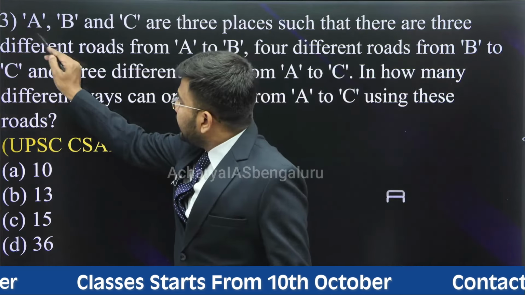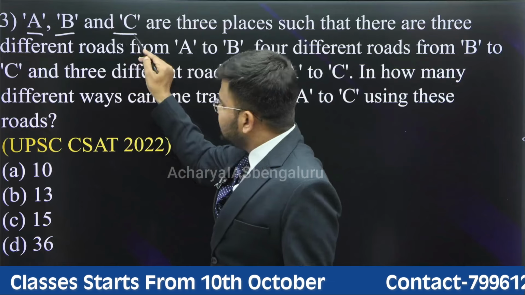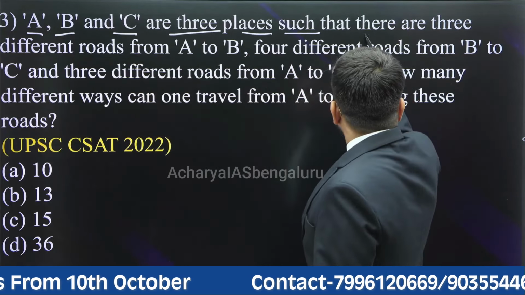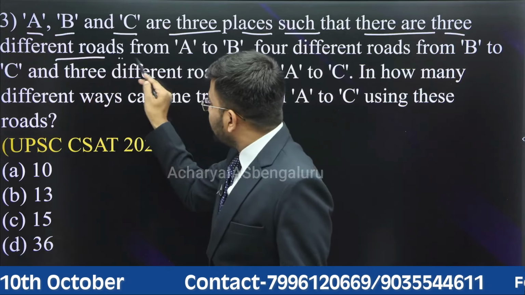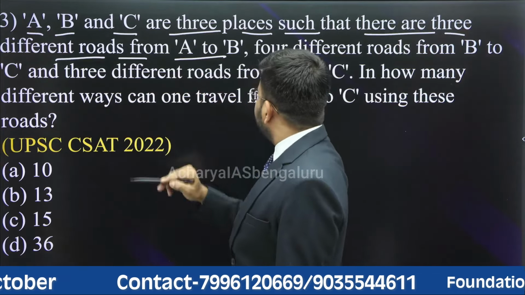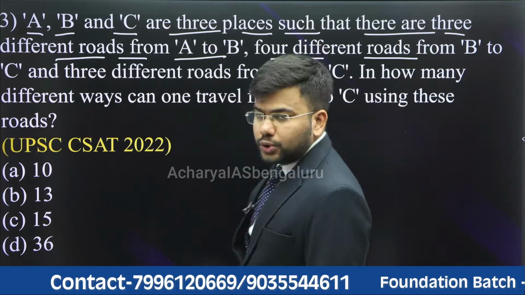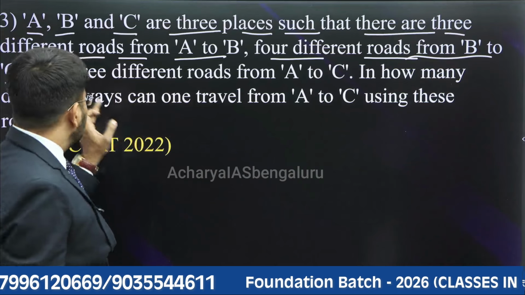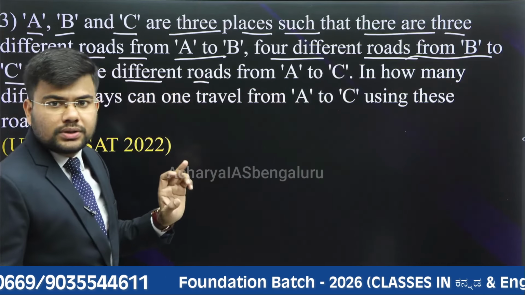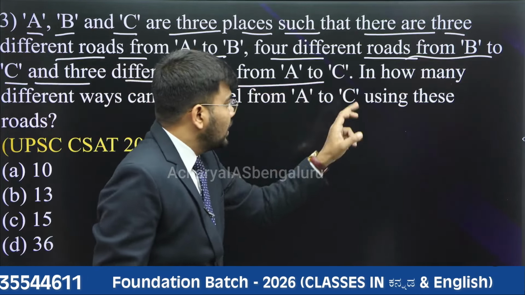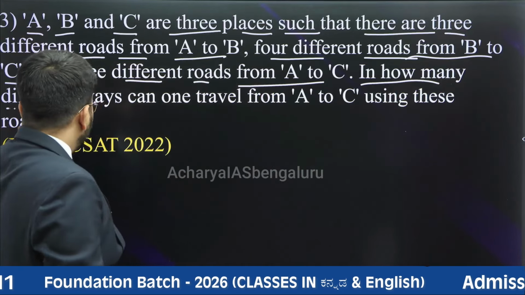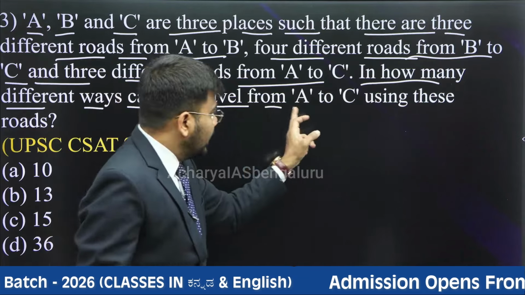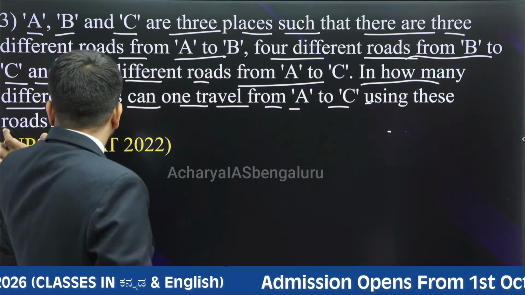A, B and C are 3 places such that there are 3 different roads from A to B, 4 different roads from B to C and 3 different roads from A to C. In how many different ways can one travel from A to C using these roads?